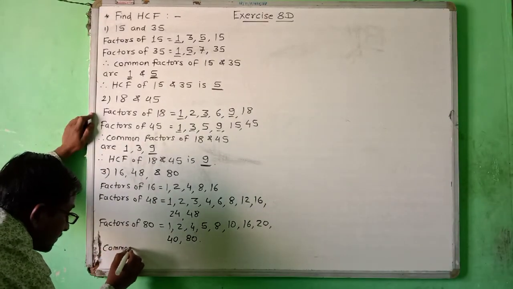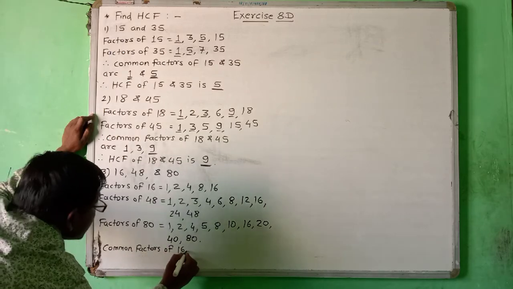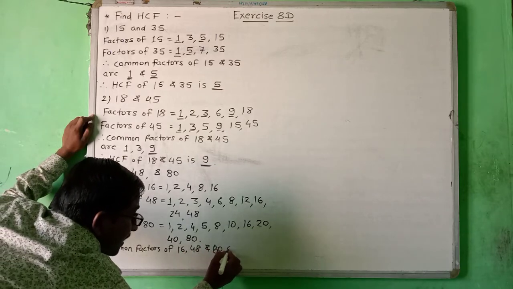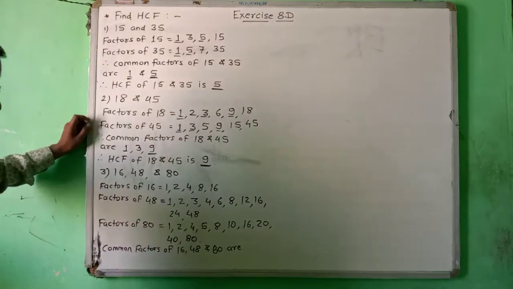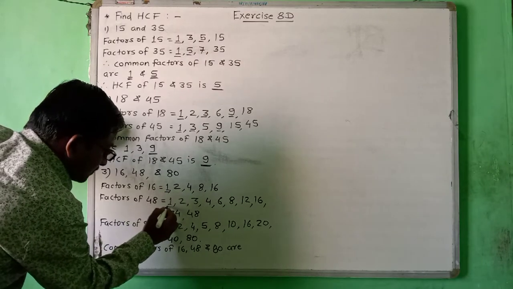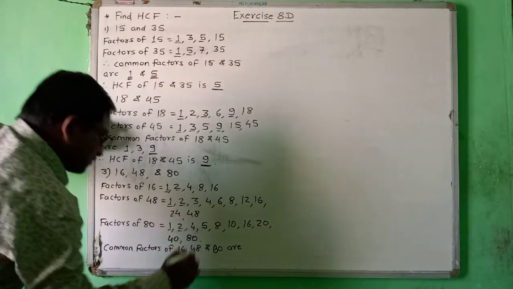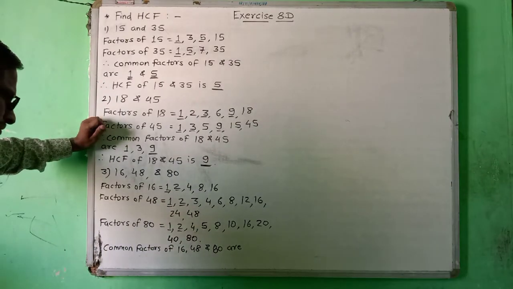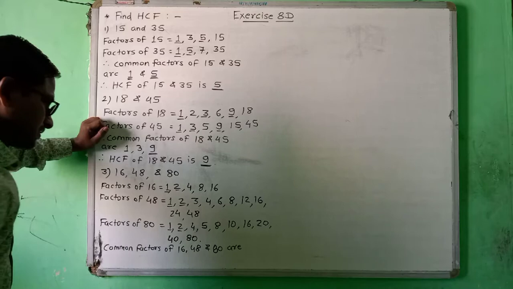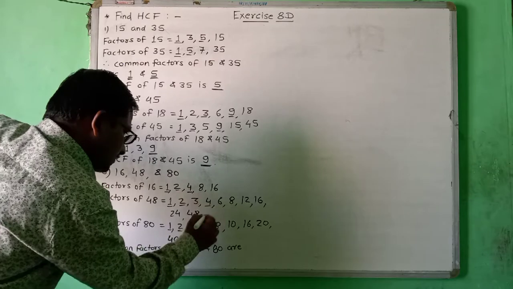Common factors of 16, 48 and 80 are, so you find common factors. 1 is here, then 2, 2, 2. Then 3 is present here, but in 80 or in 16, 3 is not present. Next 4 is present, 4, 4, 4.